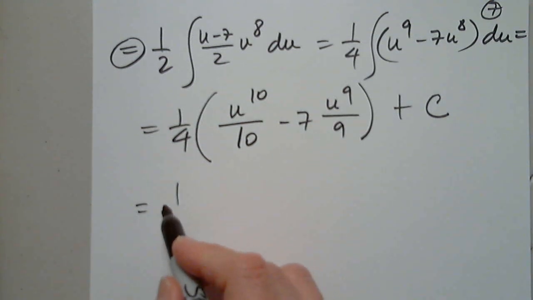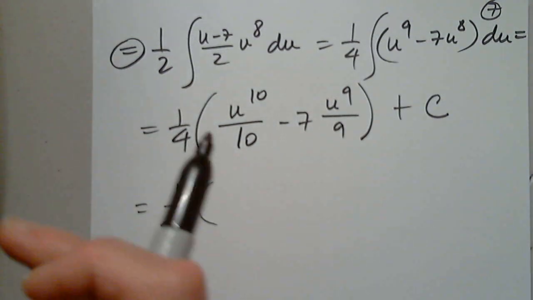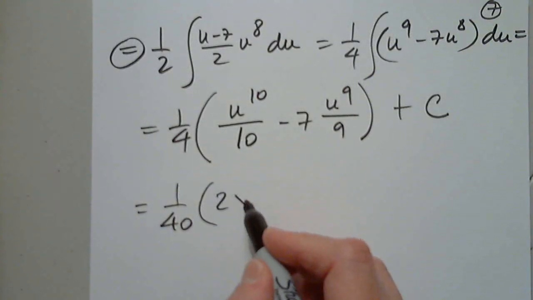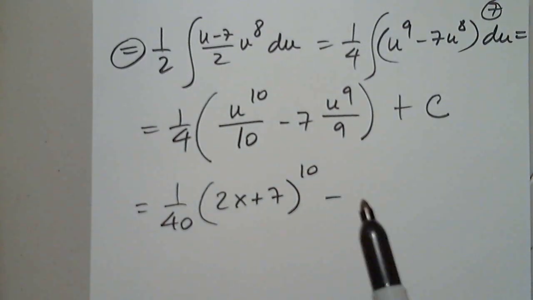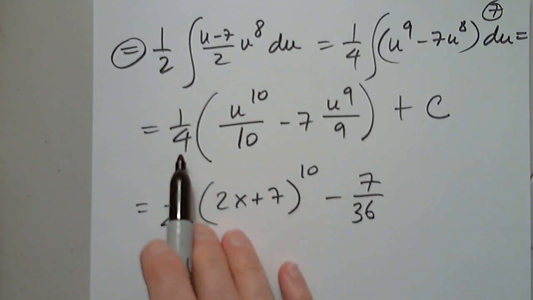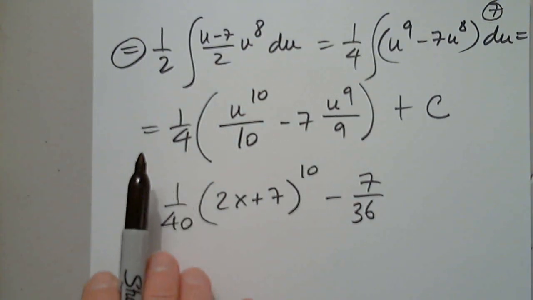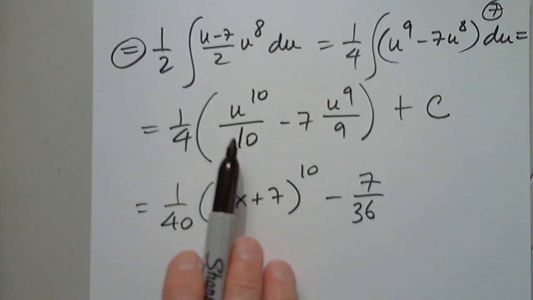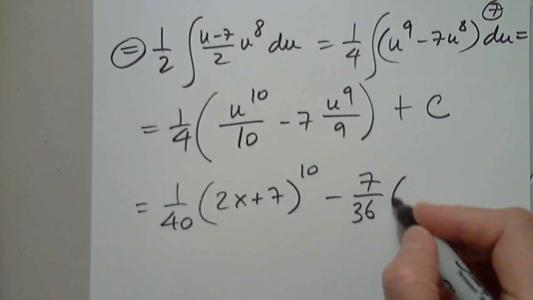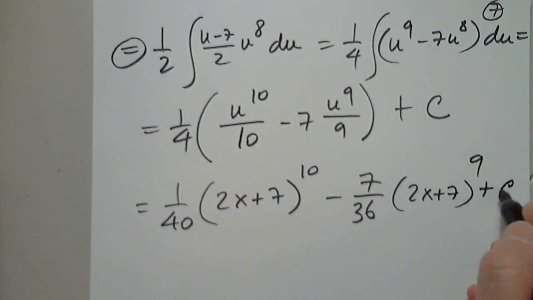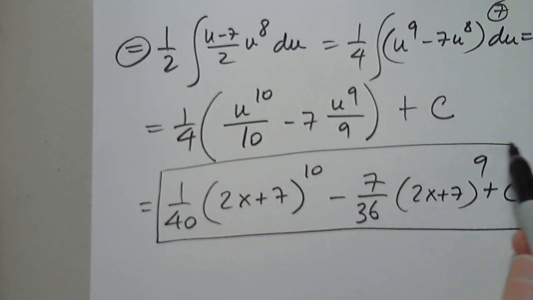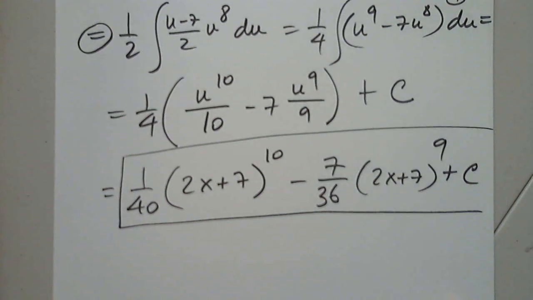I'll distribute 1 over 40 (2x plus 7) to the 10th minus, don't forget to distribute to both like I did a few minutes ago, 1 over 36 (2x plus 7) to the 9th plus a constant c. Please remember, no leftovers. No integral in this class has 2 variables in it. They exist, but they are double and triple integrals. That's Calc 3.